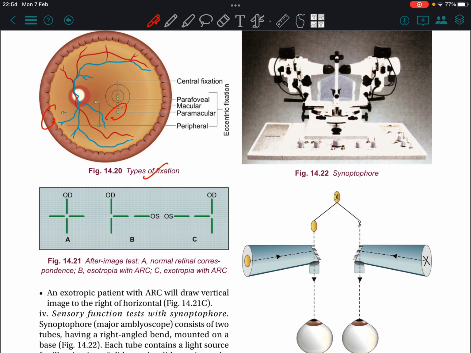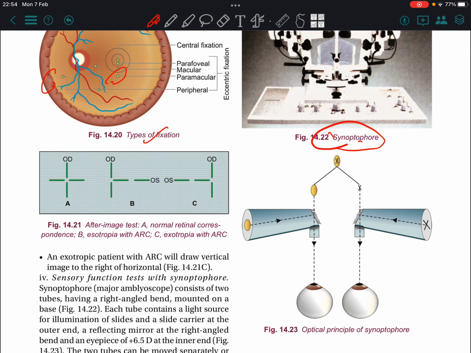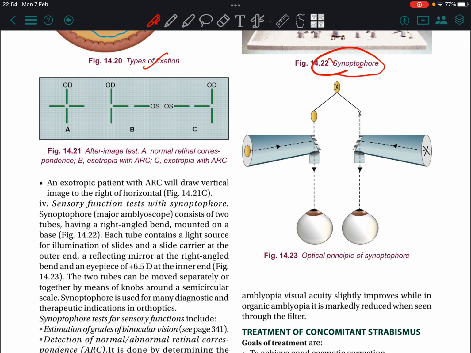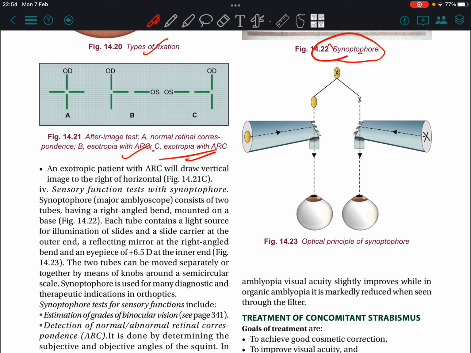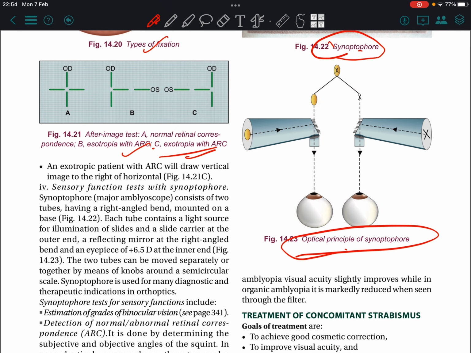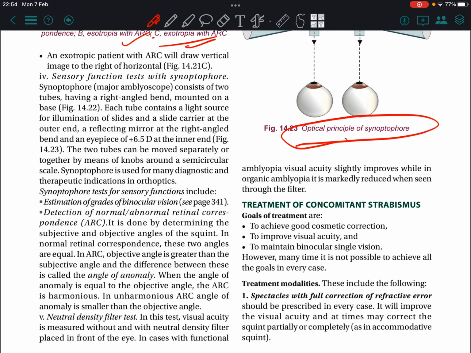Synoptophore. After image test, normal retinal correspondence, esotropia with ARC, optical principle of synoptophore. Sensory function test with synoptophore. Synoptophore consists of 2 tubes having a right angle bend.